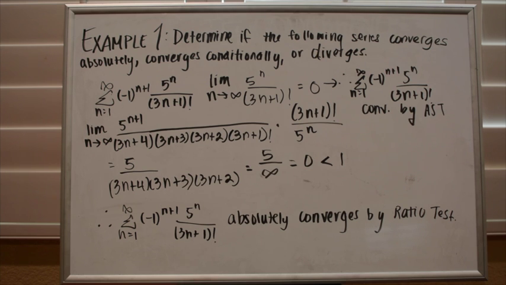After we cancel out (3n plus 1) factorial, and we cancel out 5 to the n and 5 to the n plus 1 to get a remainder of 5, we see that what we're going to get is 5 over infinity, and that equals 0. By the conditions of the ratio test, because it equals 0 and that's less than 1, the entire series is going to absolutely converge by the ratio test.